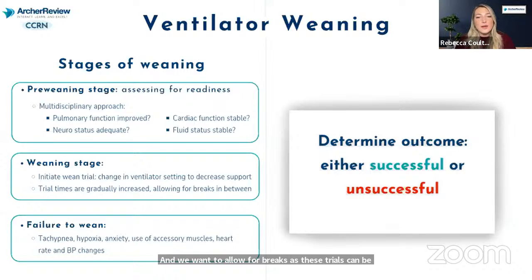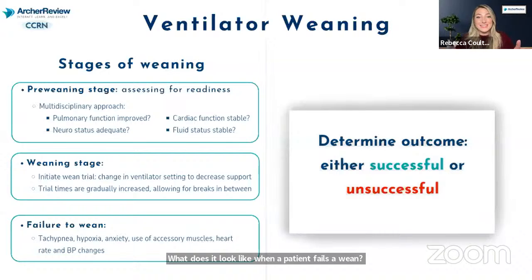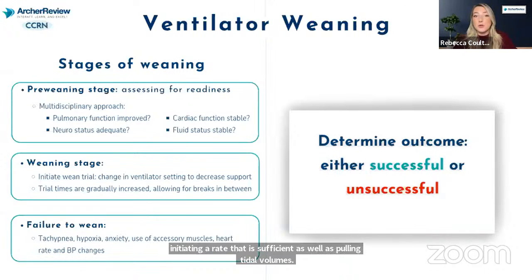What does it look like when a patient fails a wean? Well, first of all, I'll talk about what it looks like when they're successful. If a patient's successful, we see them initiate sufficient breaths. So they are initiating a rate that is sufficient, as well as pulling sufficient tidal volumes, similar to what they were pulling when the ventilator was doing more work for them.